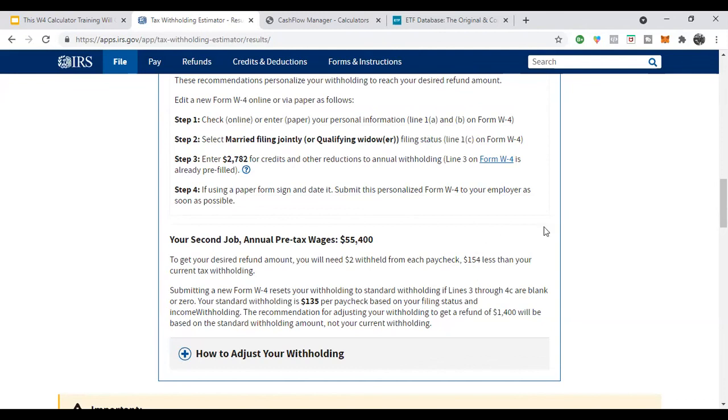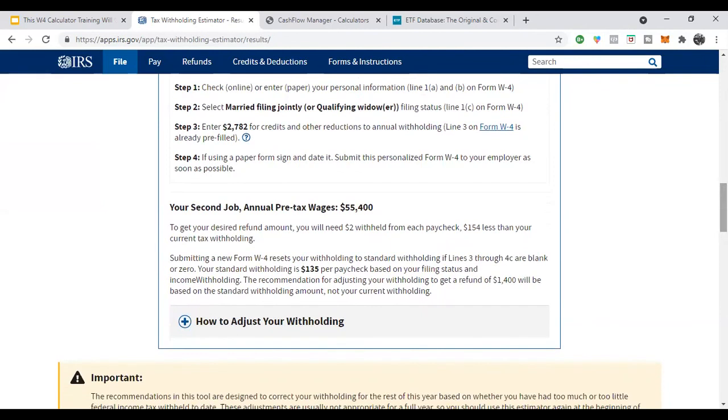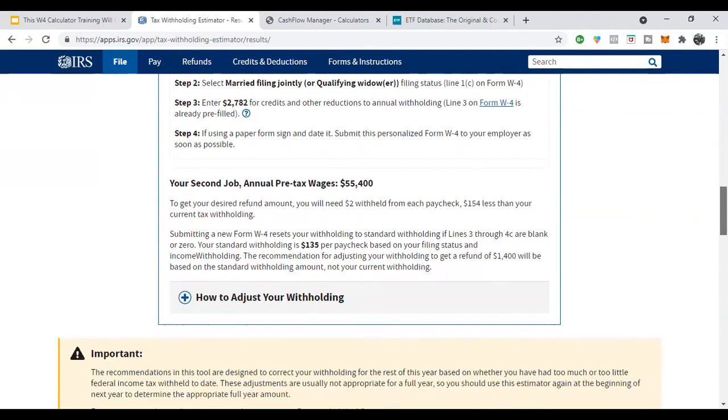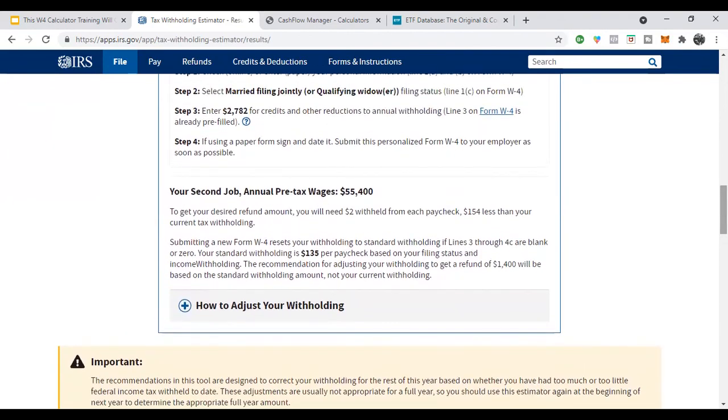Individually, I gave you the numbers, but we're going to stick to the 566 because I want to show you what to do with that 566 more importantly. But as you can see, $2 will be taken out of their paycheck. They're still going to get a refund, but they're giving themselves a pay increase of $154. And basically, the form will be filled out and turned in once you print it out like we stated. And send it to your employer, okay? Turn it into your HR department.